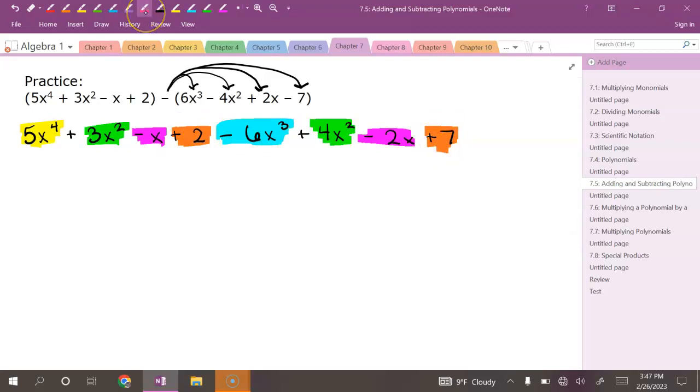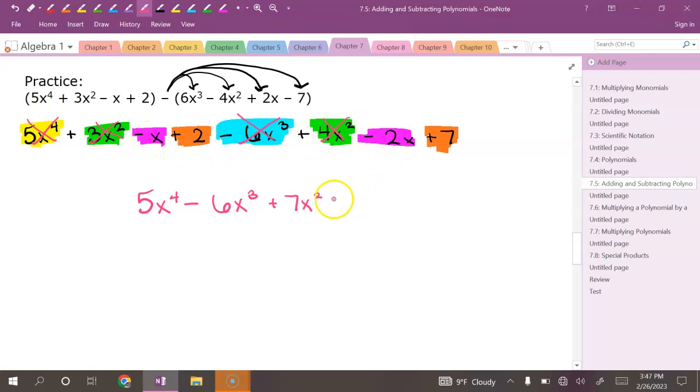Okay, so now I've got 5x to the 4th. Nothing else is highlighted in yellow, so I'm just going to bring that down. Then I bring down the minus 6x to the 3rd. Again, that one's all by itself. Now the green ones, the x squareds, 3x squared and 4x squared would be 7x squared.